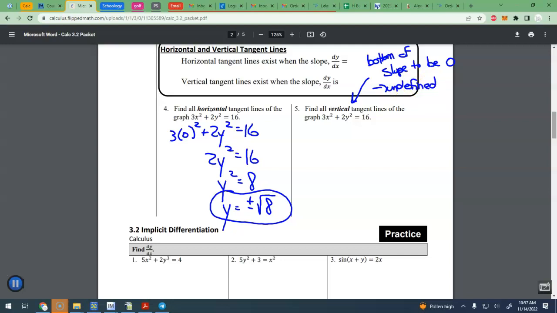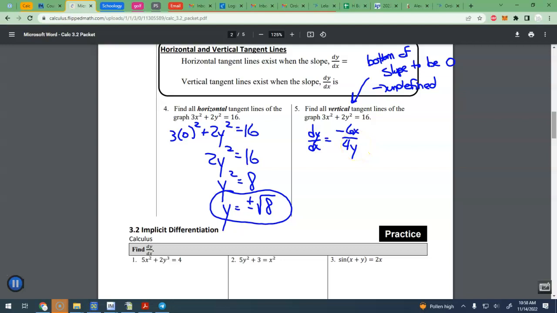So I'm going to take the derivative. Why am I taking the derivative? Because I'm interested in the slope. The derivative tells me slope. So 6x plus 4y times, wait, it's the same as that one. So can I just jump to what dy dx is? It's the same derivative, right? So negative 6x over 4y.